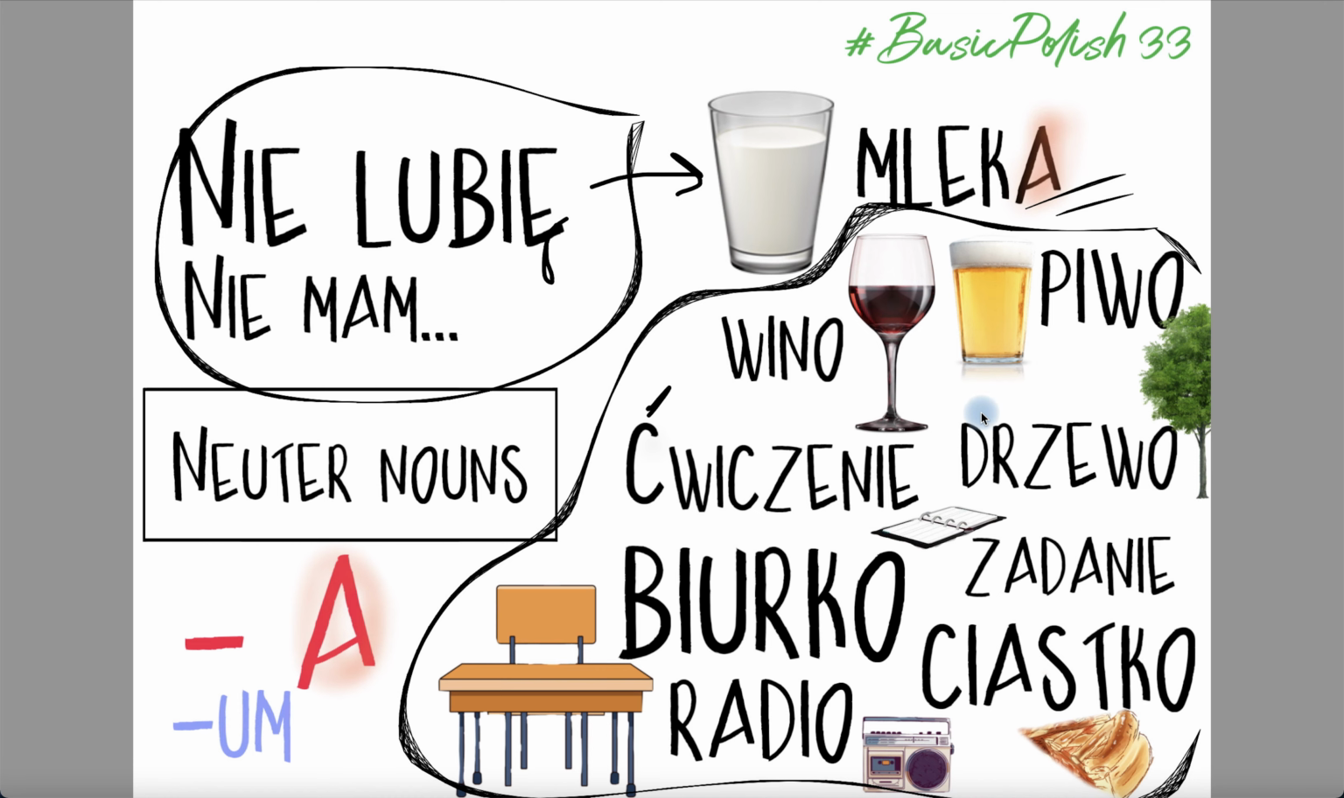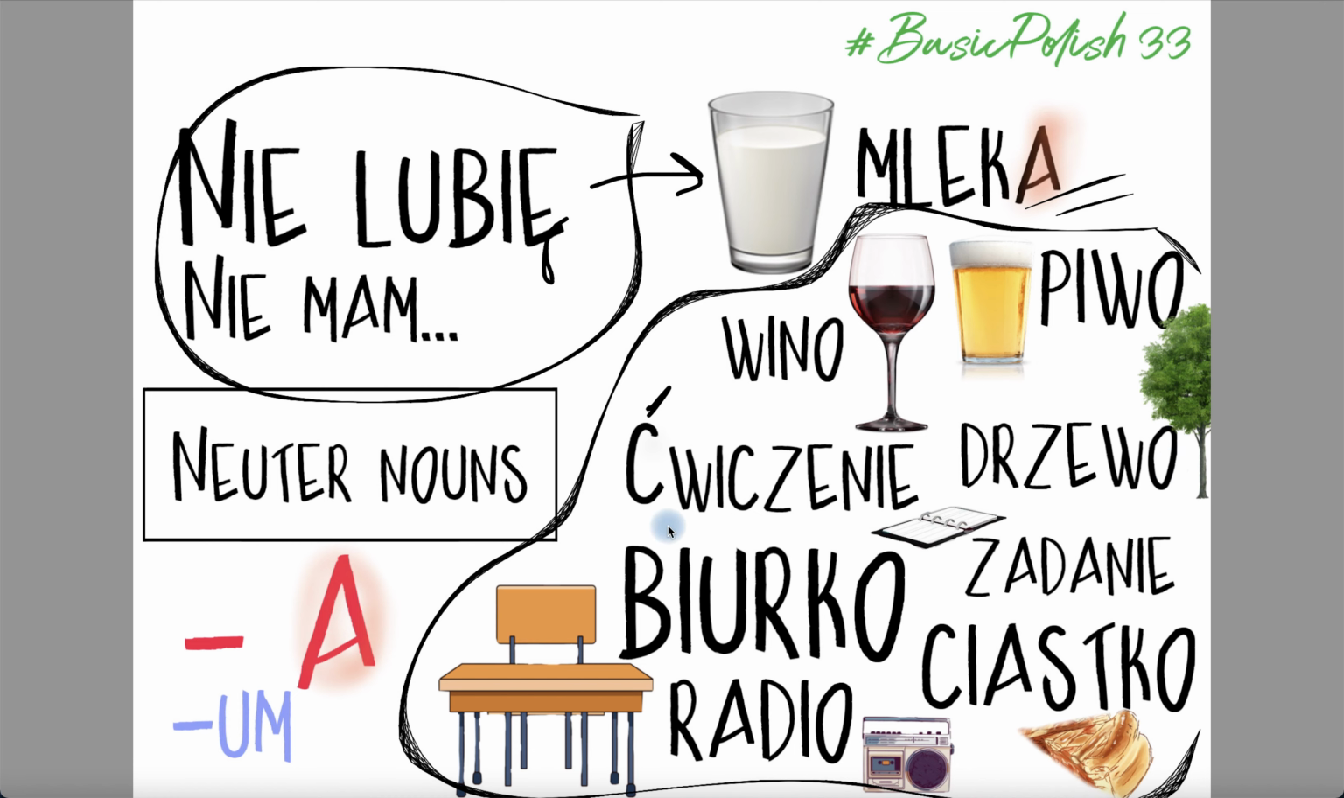New word today. First new word, drzewo. This is the word for tree in Polish. If you don't have a tree, you would say nie mam drzewa. Again, the same logic applies. Nie mam drzewa. Replace o with a, actually.